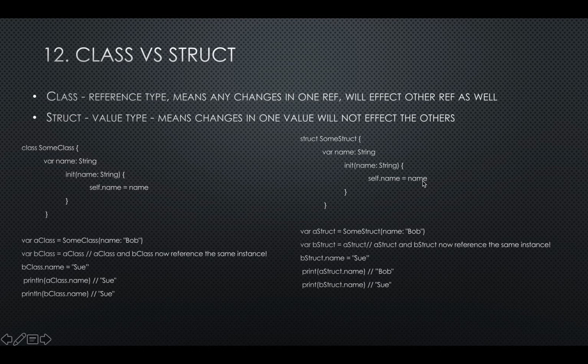Whereas a struct is totally opposite. Same thing, instead of class we have just written struct, and over here when we create two objects, the first one, a struct, the name is Bob, and then we assign a struct to b struct, and then b struct is changed to Sue. But a value type will not affect the others. So our a struct dot name will remain Bob, whereas our b struct dot name will change to Sue.